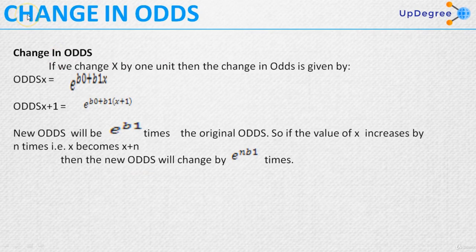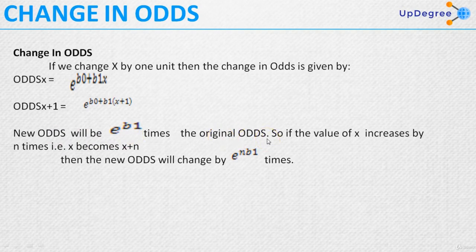Now let's understand the concept of change in odds. If we change x by 1 unit, then the change in odds is given by this: odds at x is equal to e to the power b naught plus b1 x. If we increase the value of x by 1 and x becomes x plus 1, then the expression for odds becomes e to the power b naught plus b1 into (x plus 1). Now if we find the change in odds, we find that the new odds will be e to the power b1 times the original odds.